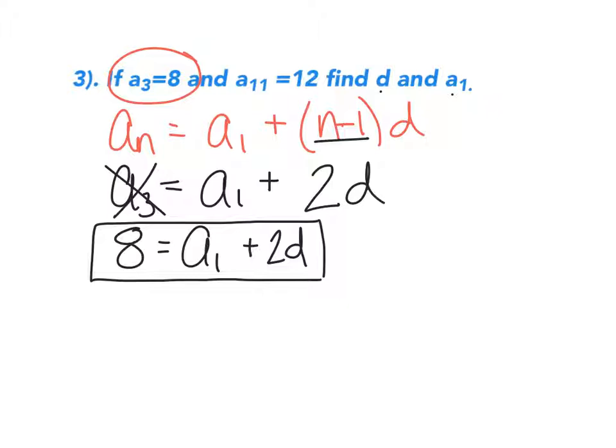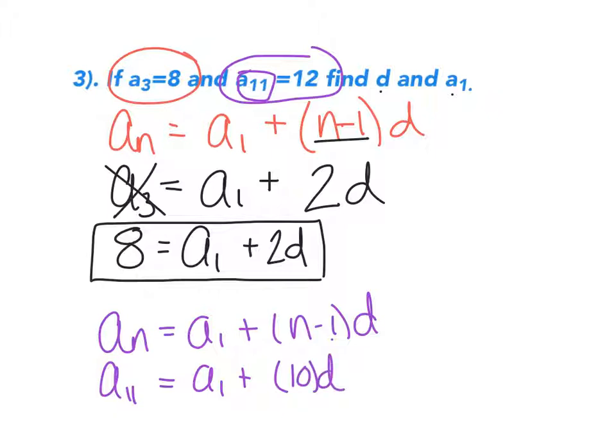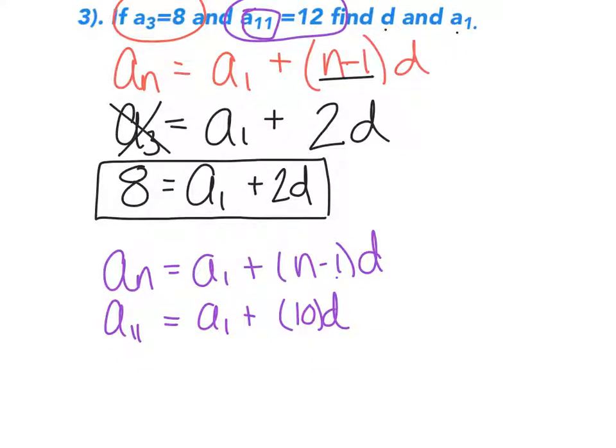So now we'll attack the second piece of information. So again, I'm going to use my explicit formula, a sub n equals a sub 1 plus n minus 1 times d. And I'm going to replace all my little n's with 11. So a sub 11 equals a sub 1 plus, again, I'm going to do some mental math, 11 minus 1 is 10d. And I'll go one step further. I know a sub 11 is 12, so 12 equals a sub 1 plus 10d. And let's box that in.